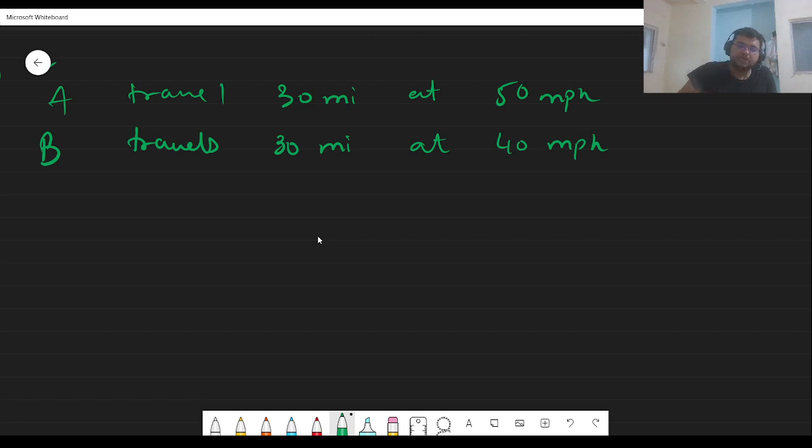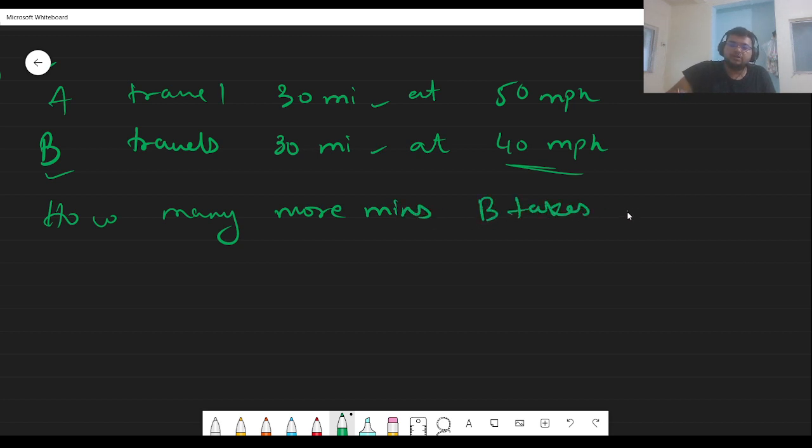How many more minutes will it take? It is very simple: B is traveling at a lesser speed than A, so it will reach the destination late, if they both start together and have to cover the same distance. If B is traveling at a slower speed than A, definitely B is going to take more time. So the question asks how many more minutes it takes. What we can first calculate is how much time both are requiring.